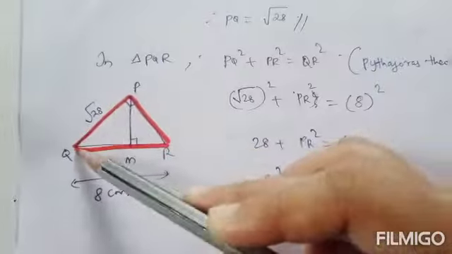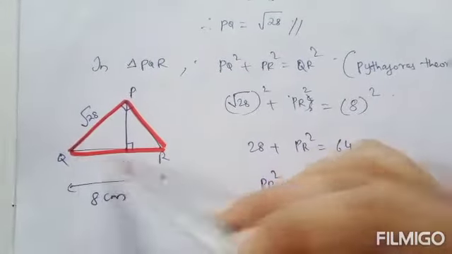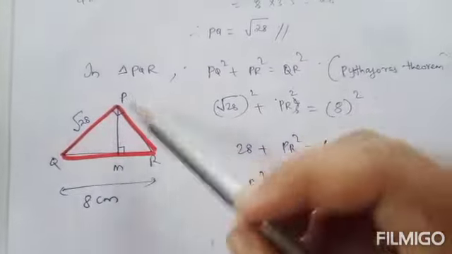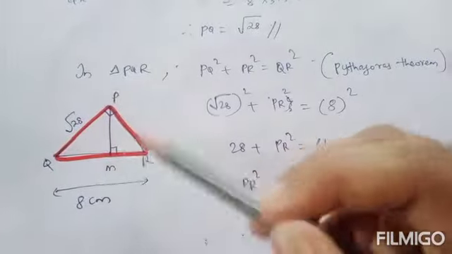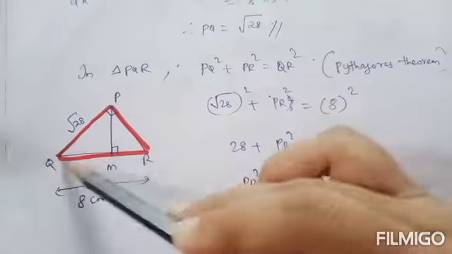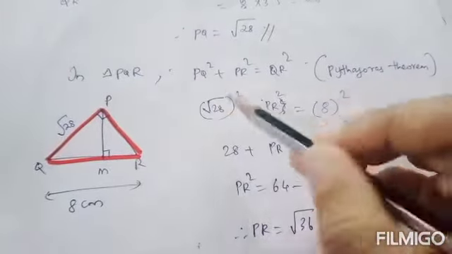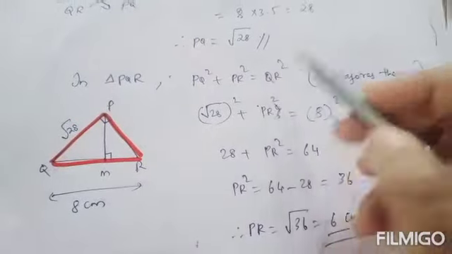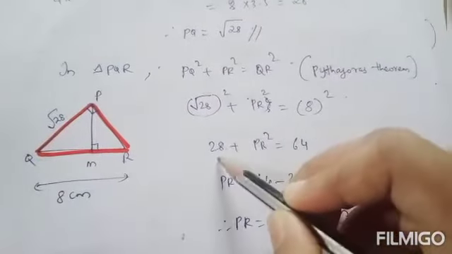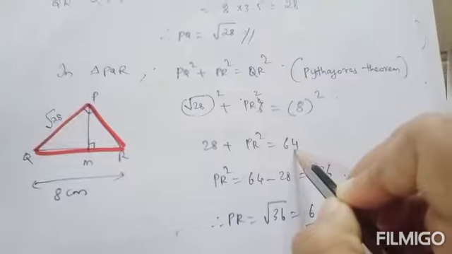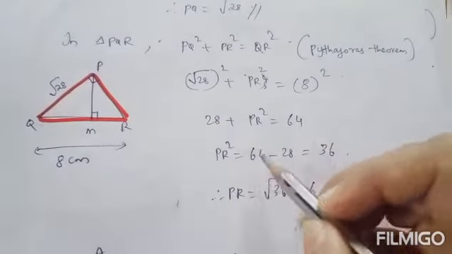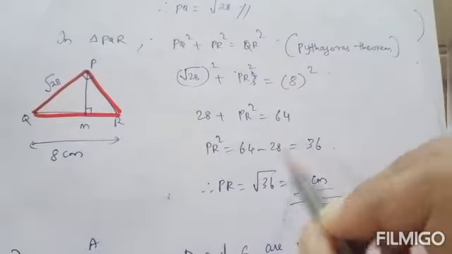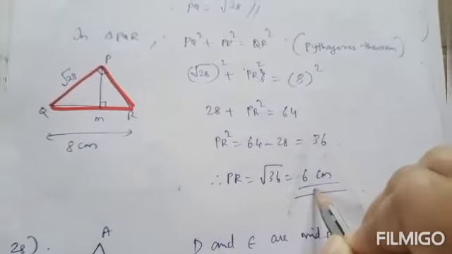We got the length of PQ. QR, the length is given. You can find PR by Pythagoras theorem. Applying Pythagoras theorem in triangle PQR, it is PQ square plus PR square equal to QR square. So PQ square means it is root 28 square, plus PR square equal to QR square, which is 8 square. Therefore 28 plus PR square equal to 64. From this PR square equal to 64 minus 28, that is 36. So PR will be root of 36, it is 6 centimeter.